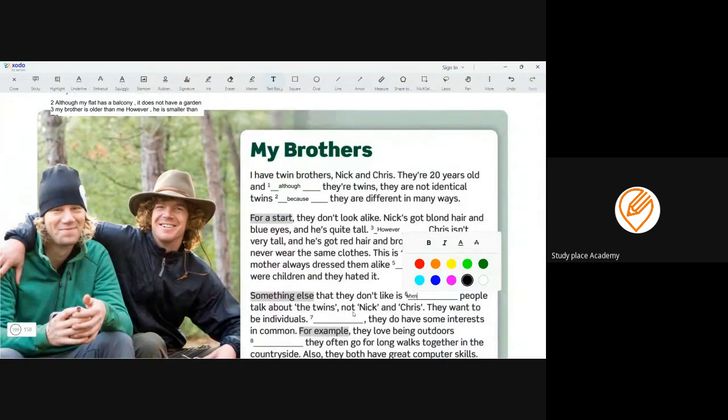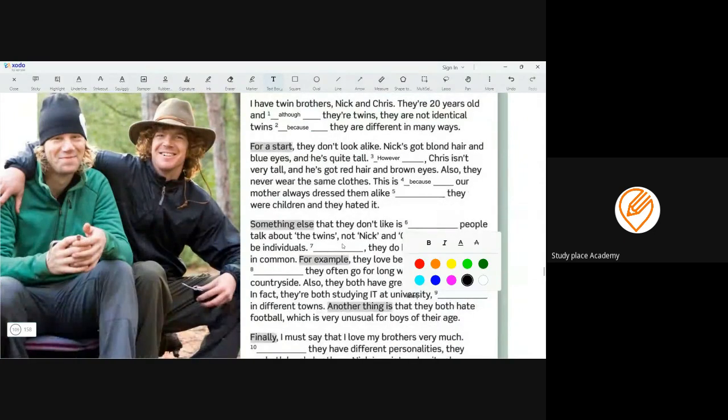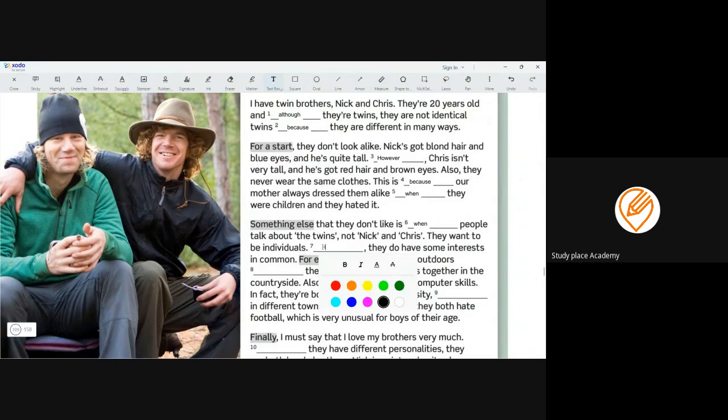So here we are talking about the time, the past simple, where their mother used to dress them alike. Something else that they don't like is also when people talk about the twins, not Nick and Chris. They want to be individuals. Period, comma, so it's however with a capital letter.